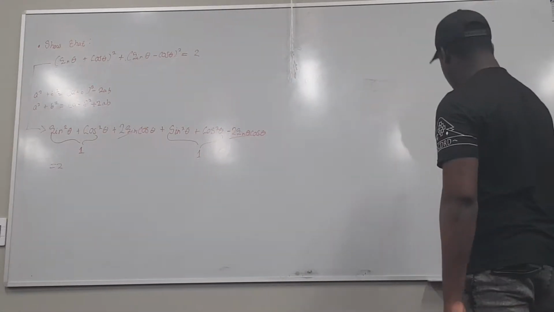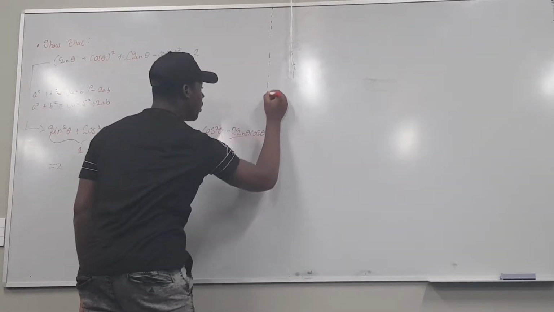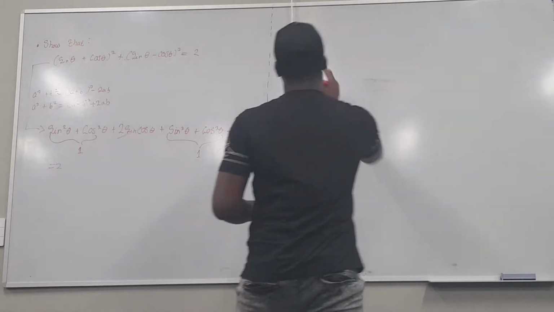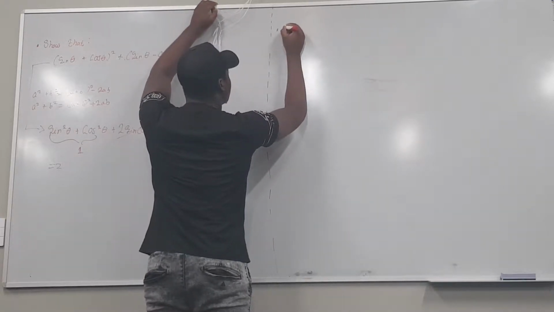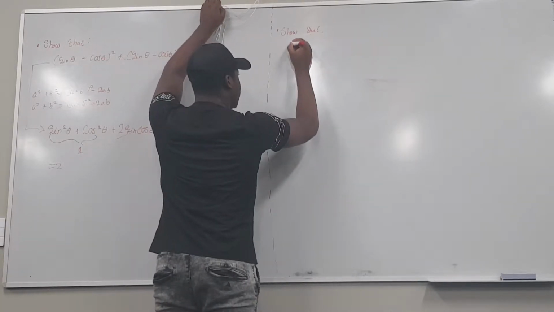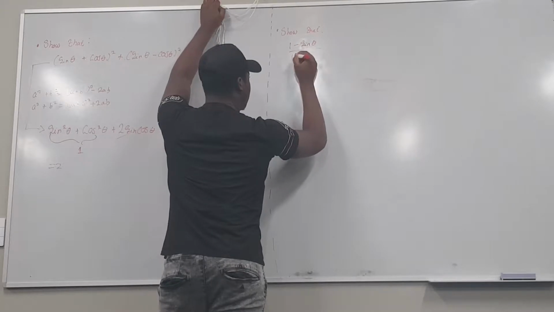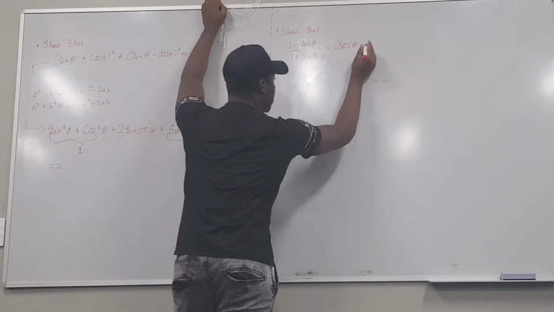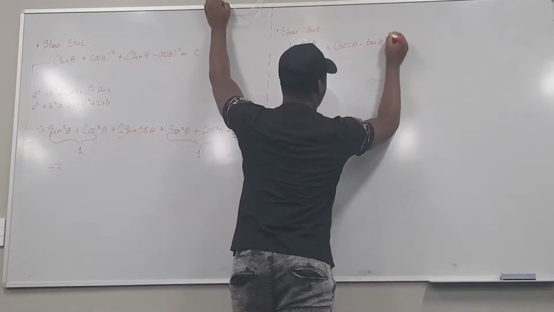But I'm not going to go off on that. The next question goes as follows. Show that, or prove that, 1 minus sine theta divided by 1 plus sine theta is equal to sec theta minus tan theta, all squared.